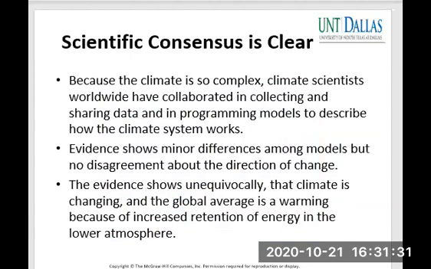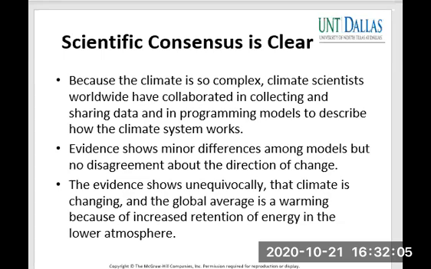But among most climate scientists who work with the data and models, there is no disagreement about the direction of change. The evidence shows minor differences among models, but no disagreement. So the evidence shows unequivocally, as in the Mauna Loa graph, that the climate is changing. The global average is warming because of increased retention of energy in the lower atmosphere.